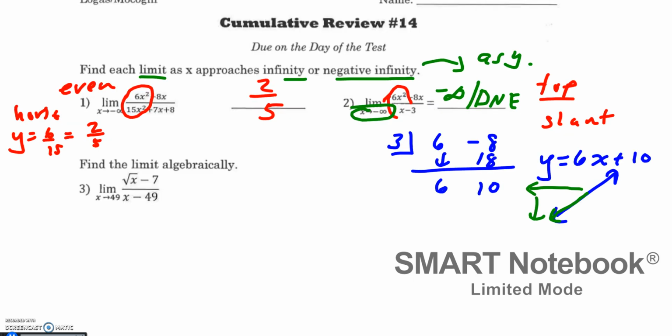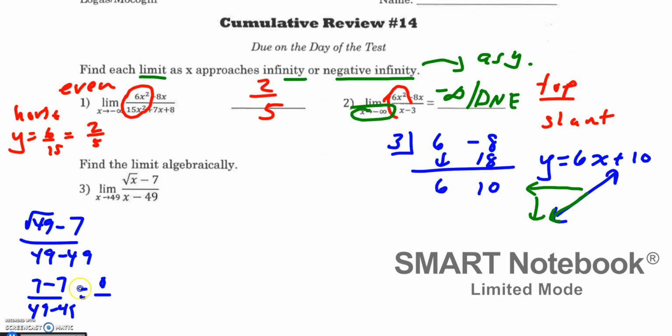Number 3 is asking you to find the limit algebraically. And so the first thing we do with algebra is plug in the limit as you're approaching 49. So we'd plug that in for x first to see if we can get a y value out initially. So we would get square root of 49, which is 7, minus 7 over 49 minus 49, which is 0 over 0. And unfortunately, this is indeterminate form, so this does not lead to a limit.